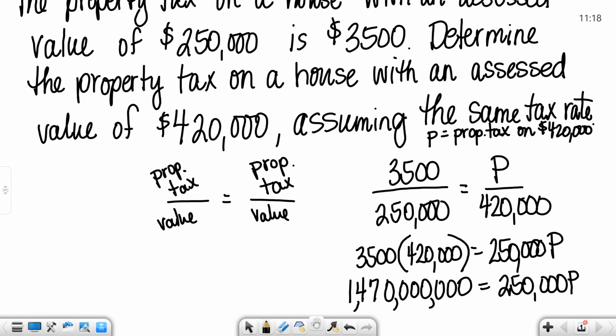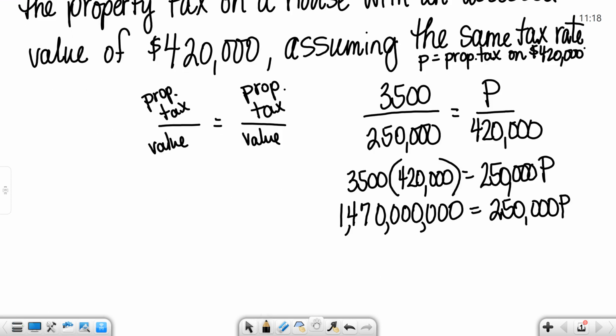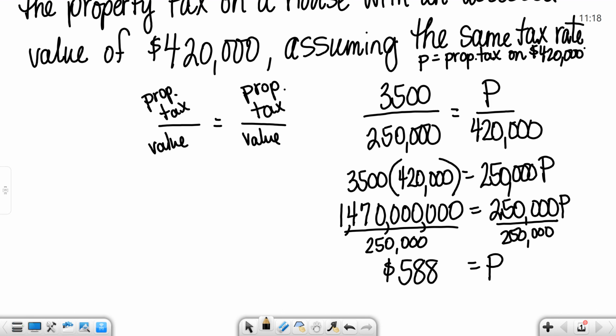Okay, and then I divide by that 250,000. Careful when you're typing these numbers in. Room for mistake there. I get 5,880. So that would be the property tax on the house that assessed for $420,000. All right, so that is an example of using a proportion.